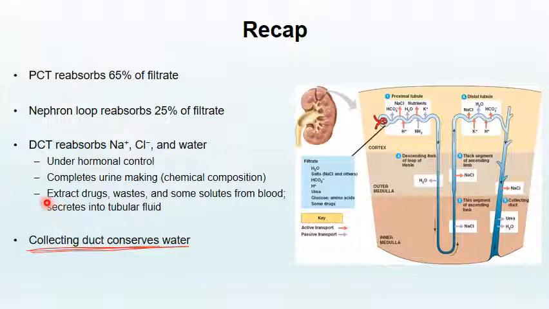The distal convoluted tubule is also going to be involved in removal of drugs and waste from the blood and secreting them back into the tubular fluid. That's not really clearly shown here, but anytime we do have excess waste products or toxins in the blood, we will push them from the peritubular capillaries into that distal convoluted tubule. That's sort of a last-ditch effort to make sure everything gets moved out into the urine.